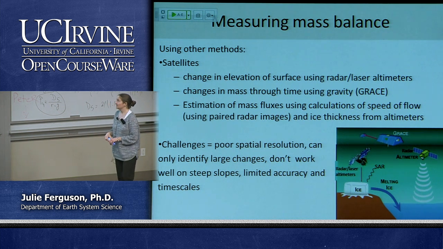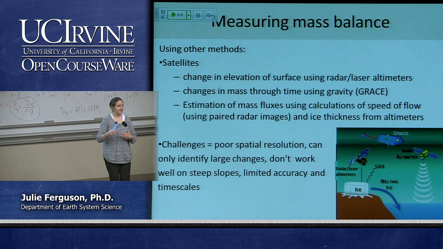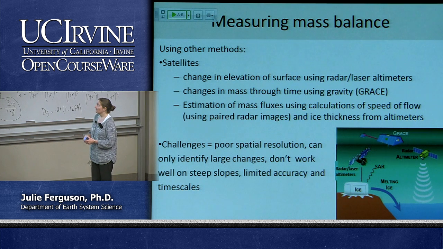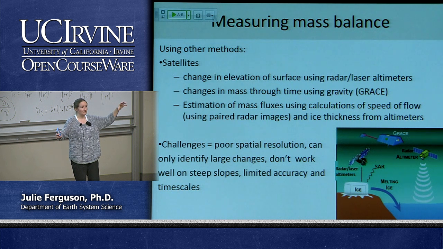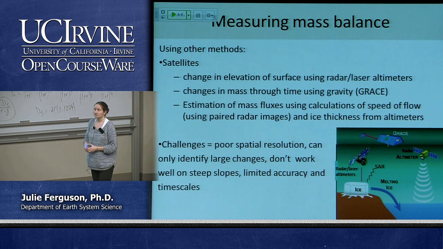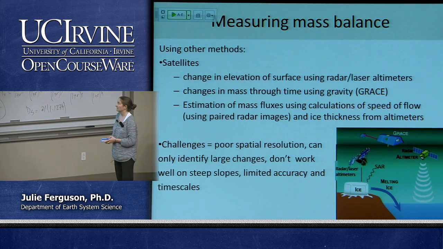And then we can estimate how much mass is being added and taken away by working out how much movement we're seeing. Because if you're adding mass in one area and losing it in another, then if you're seeing flow of that glacier, that gives you some idea, perhaps, of what is happening with the mass balance.